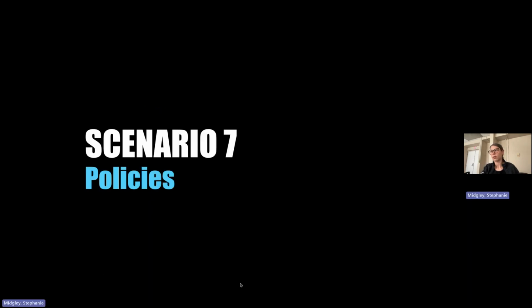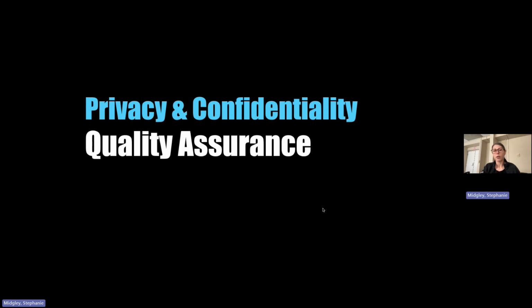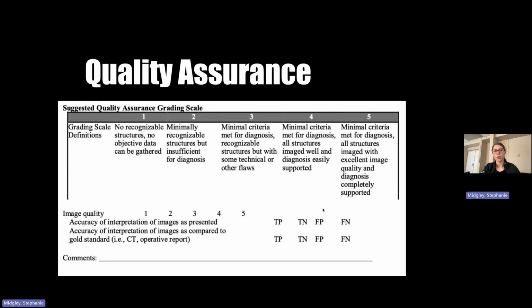Okay, policies. These are super important for you to have. So having some sort of policy talking about privacy and confidentiality, basically just saying that your documentation, interpretation, and image storage are on HIPAA compliant servers, and that anything that is sent over via email that includes PHI is sent under a confidential email heading. Quality assurance, right? How often are you doing it? Are you QAing 100% of exams, sampling 10% of exams? And then what your quality assurance looks like.